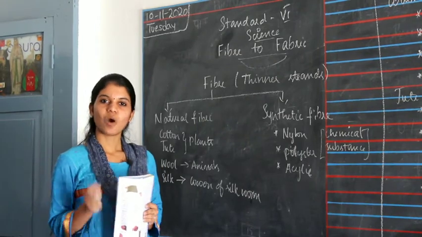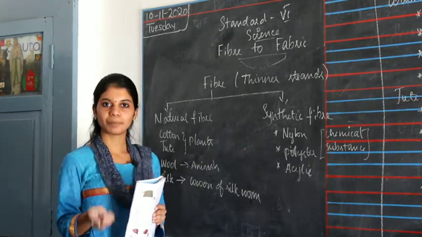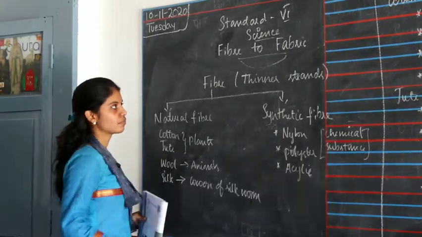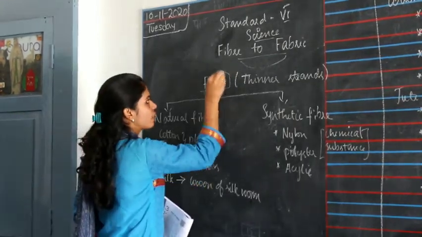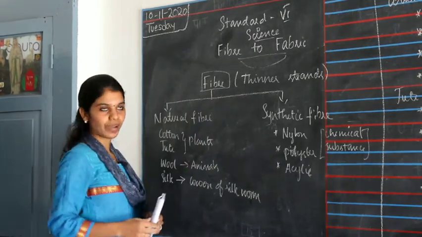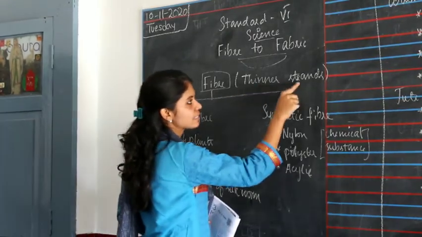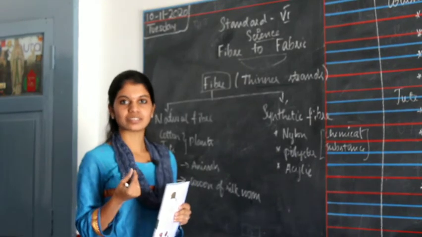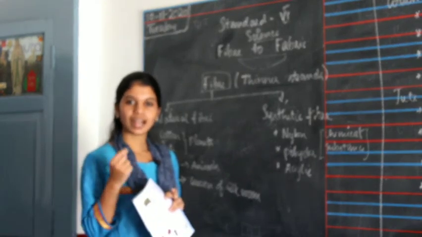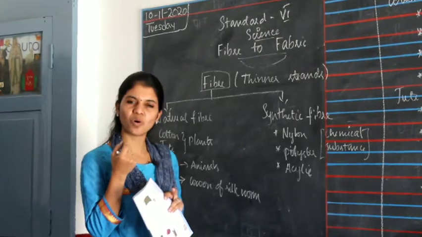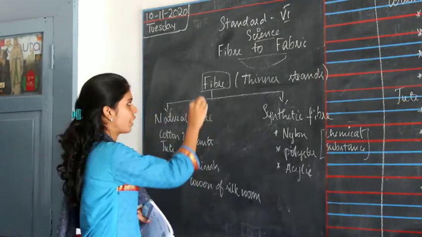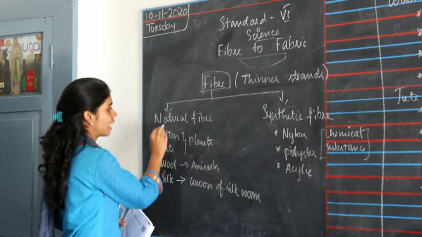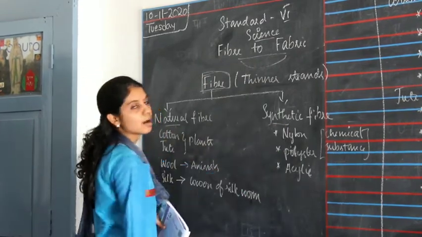Have you wondered whether all these things are obtained from the same fabrics? No, they are obtained from different fabrics. The raw material for making a fabric is fiber. Fiber is a thin strand. When you look at your dress, you can see small yarns. If you take the yarns and start rubbing them, you can see small strands. That is called fibers. These fibers are obtained from both natural and synthetic materials.